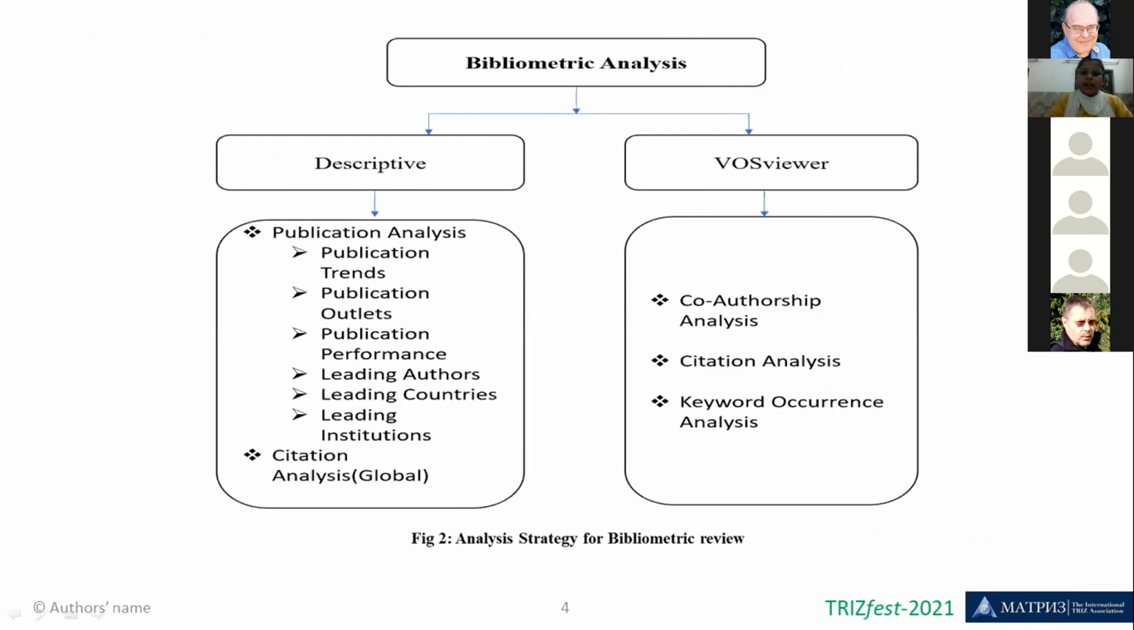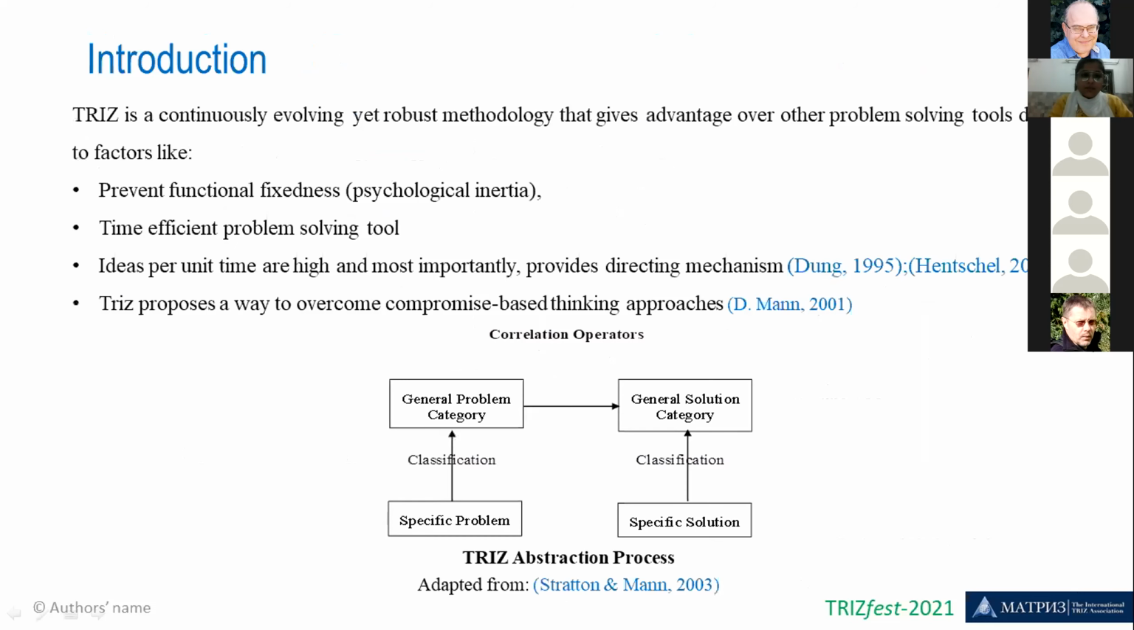So here the bibliometric analysis was divided into 2 parts. Firstly, descriptive, and under this publication analysis was conducted, like publication trends, publication outlets, publication performance, leading authors, leading countries, leading institutions. And then the VOSviewer software for bibliometric analysis was used for co-authorship analysis, citation analysis, and keyword occurrence analysis.